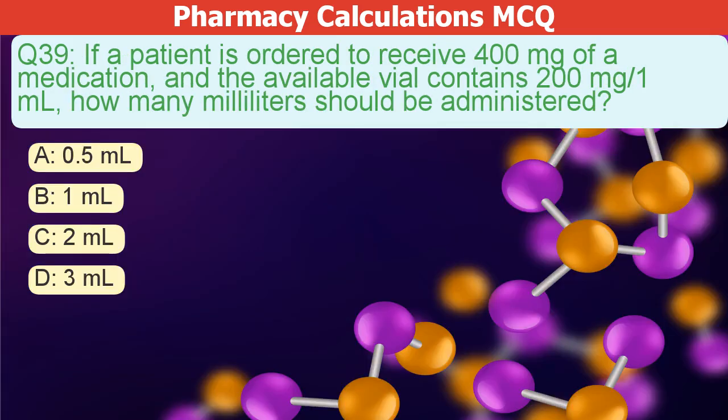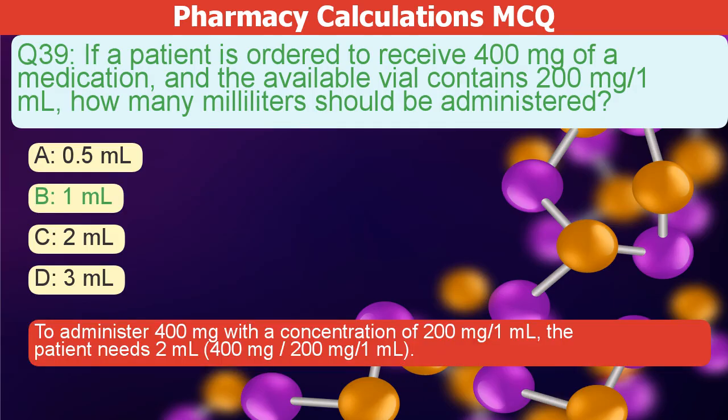A patient needs 400 milligrams of medicine. The vial has 200 milligrams per milliliter. How many milliliters should be given? A. 0.5 milliliters. B. 1 milliliter. C. 2 milliliters. D. 3 milliliters. The correct answer is B.